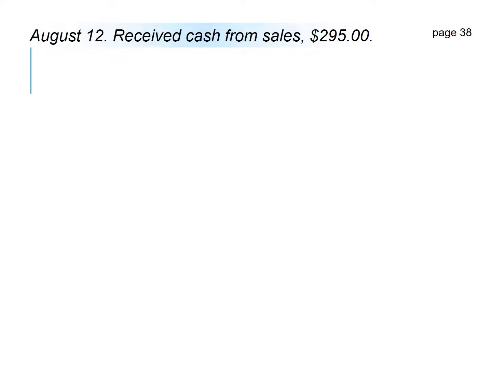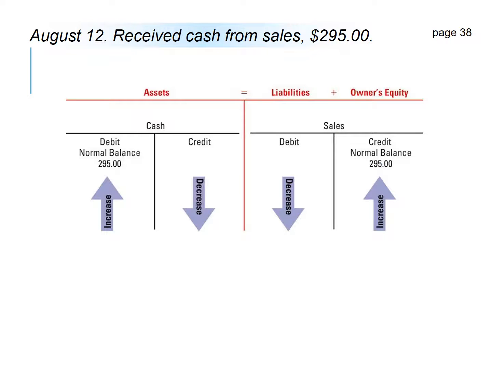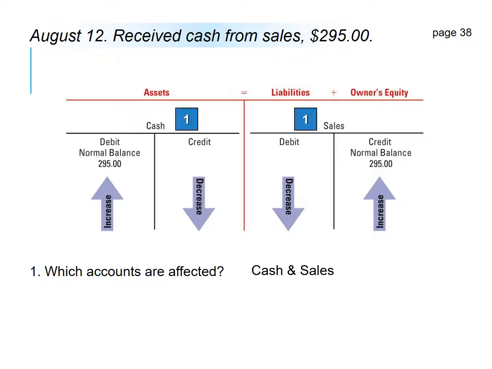August 12th, received cash from sales, $295. Which two accounts are affected? Received cash, we know that our cash account is affected. And how did we receive it? From sales. So we know our sales account will be affected. How is each account classified? We know that cash is an asset and sales is classified underneath owner's equity.